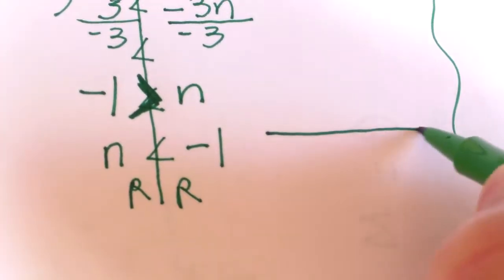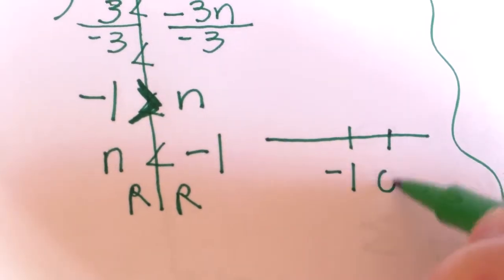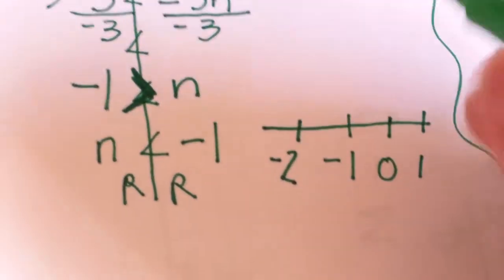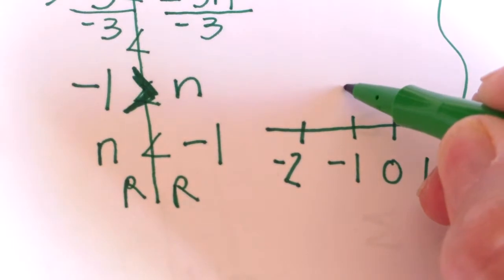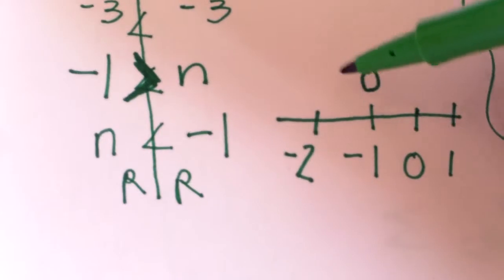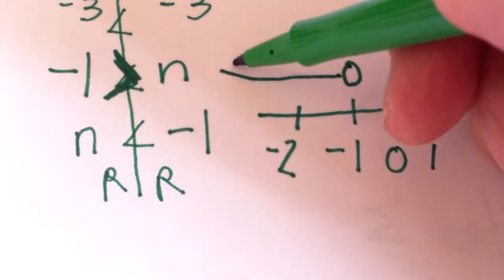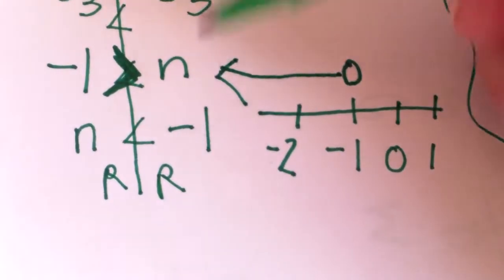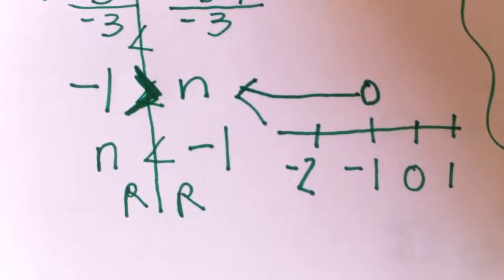And when I graph this, I'm going to begin at negative 1. This would be 0, this would be 1, this would be negative 2. I'm going to start at negative 1, and it's going to be an open dot because n cannot be equal to negative 1. It can only be less than negative 1, and everything less than negative 1 is going to go this way. And since the n is on the left-hand side, it's just kind of convenient to notice that this arrow and this arrow should go the same direction.